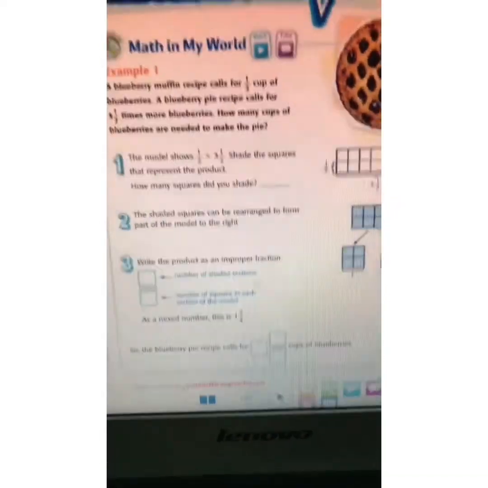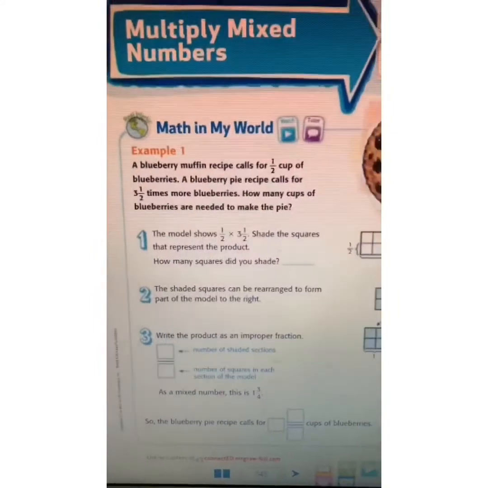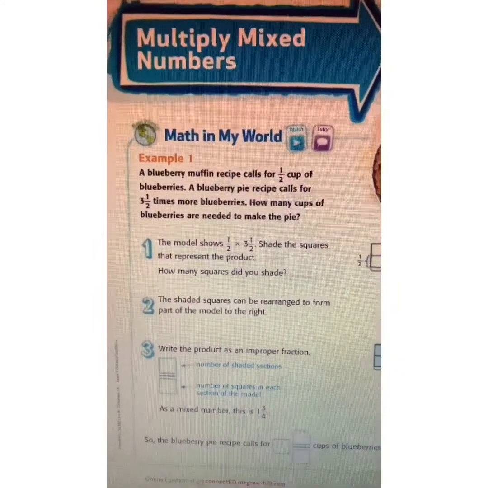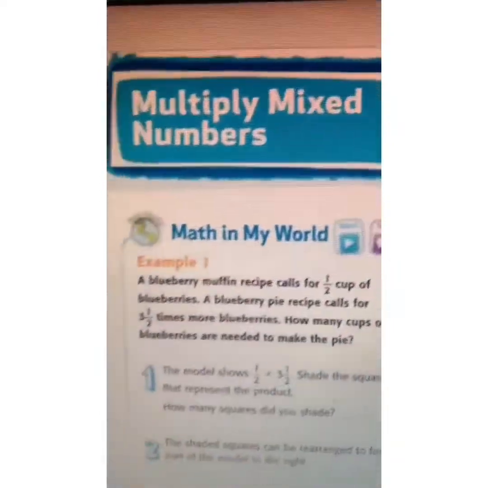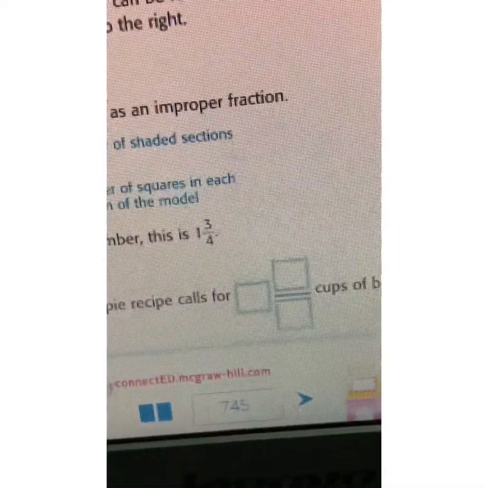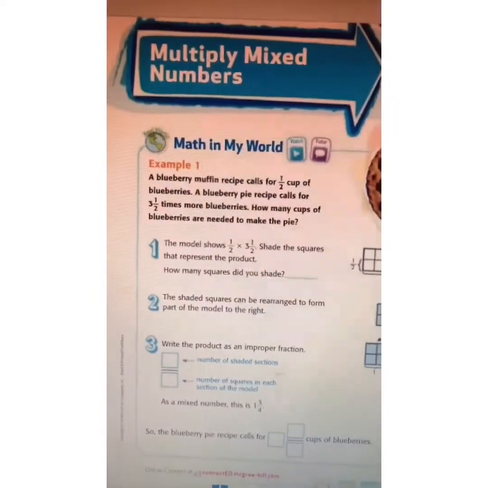Okay, girls, so our topic for today is related to the lesson we had yesterday. Yesterday it was multiplying fractions, but now the lesson is multiplying mixed numbers. So open your books to page 745. So let's have the first example.